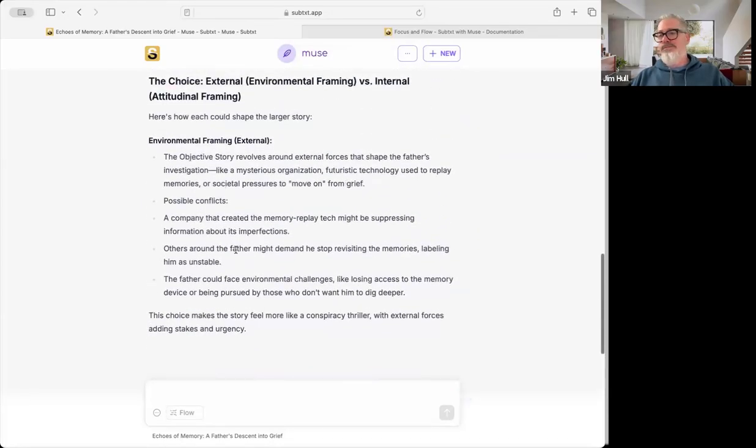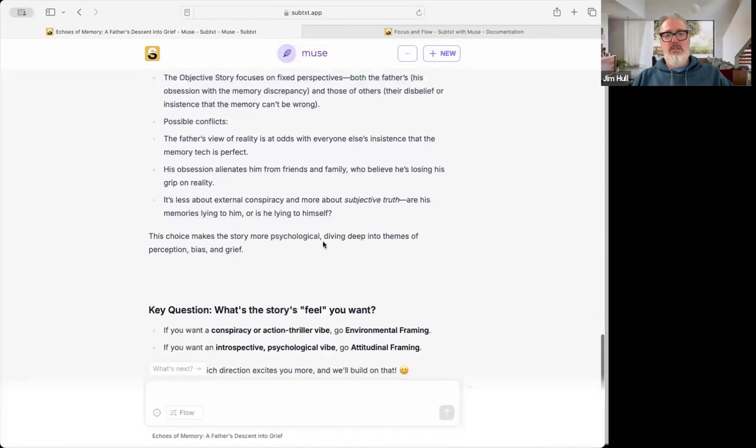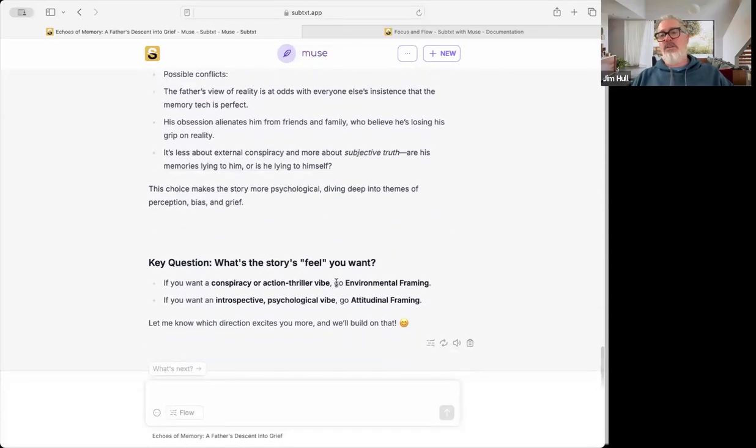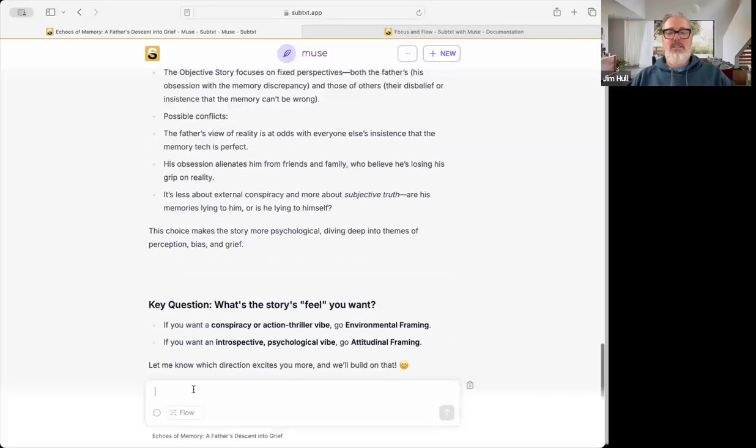Whereas this one is more environmental, more like what you would typically expect. So what's the story feel that you want? Do you want more of a conspiracy action thriller? Do environmental framing. And if you want an introspective psychological vibe, go attitudinal. What do you want? Environmental universe. So please.